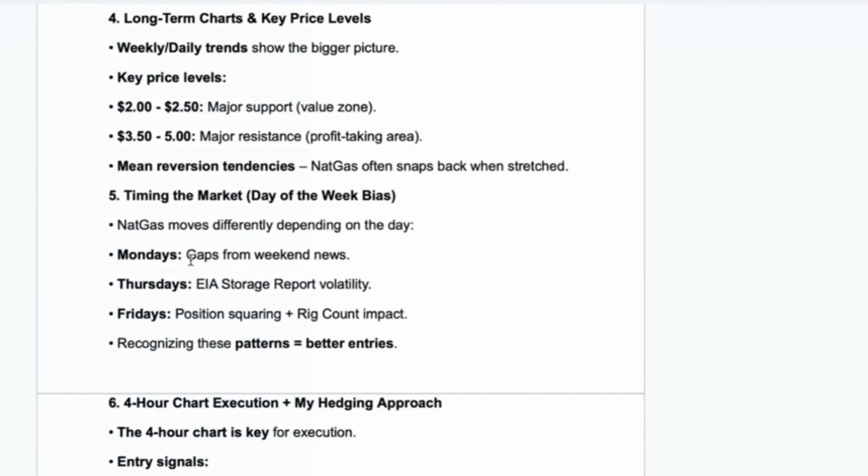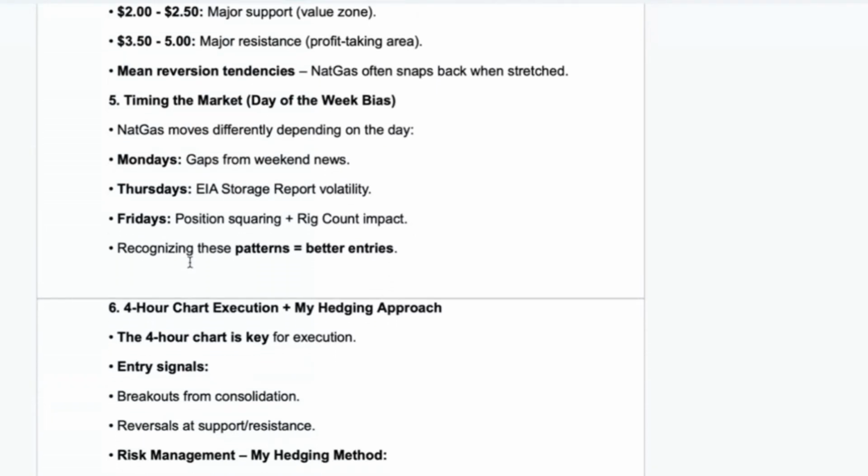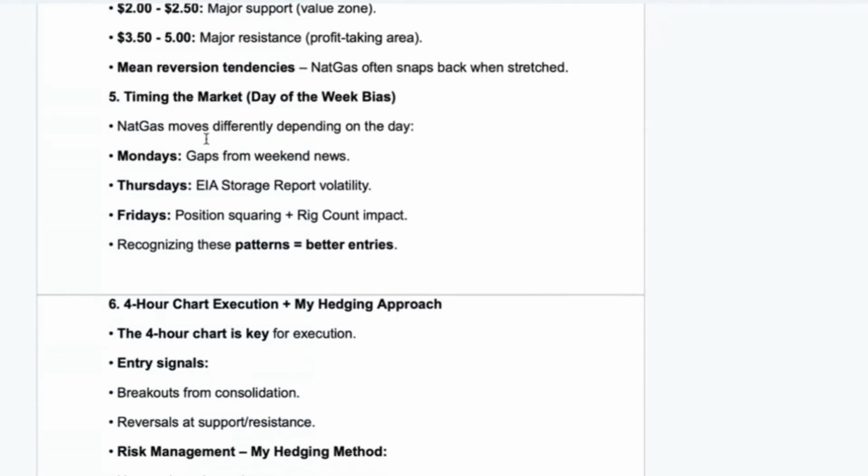Timing the market, just a couple of notes here that you might want to think about as you're looking at the day of the week. Nat gas moves differently depending on the day, as most instruments do. Mondays gap from the weekend news. As I said, we may have weather shifts in the weekend, and normally it's the weather shifts that might make the market gap one way or the other on Monday, as those orders get filled incredibly rapidly the moment the market's open. Thursdays we get the EIA storage report, which I'll cover in the course in more detail, and then Fridays, as you'll probably also know, position squaring and the rig count.